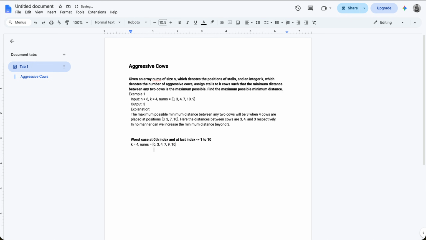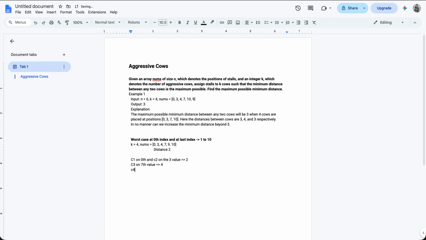Let's do for distance 2. Now look for a distance 2. If I place cow c1 on the 0th value and cow c2 on the third value, which is fine because I'm looking for distance 2, and I place cow c3 on the fourth value, here the distance is 1, so I cannot place on fourth. I just have to place on 7. After placing it on 7, the distance will be 4, which is okay because I'm looking for a distance of 2, which is fine for me, basically.